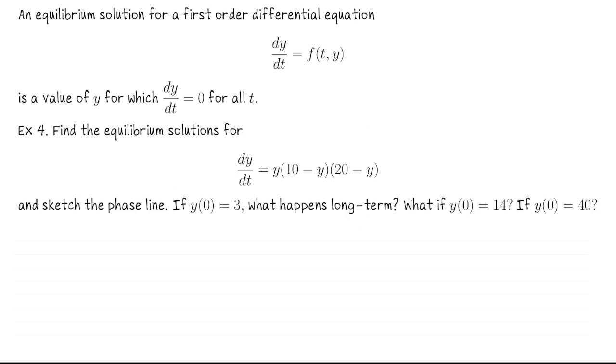So here's an example of a model that's just put together with some algebra. Find the equilibrium solutions for dy dt equals y times (10 minus y) times (20 minus y). And then we'll sketch the phase line. We'll use that phase line just to read off the long-term behavior given different initial conditions for this, say, population or whatever y is measuring. It could be concentration of salt in a fluid or something like that.